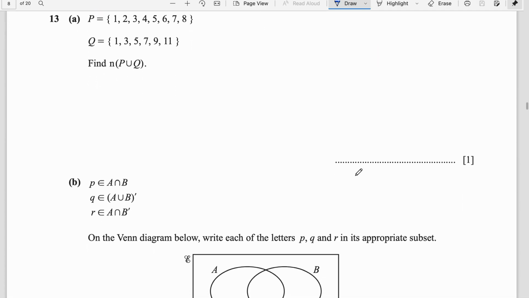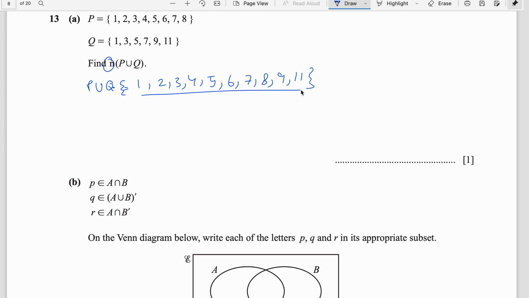Question number 13 from sets. P set is given, Q is given, find n of P union Q. So first we write P union Q and see 1, 2, 3, 4, 5, 6, 7, 8, 9, 10 is not in both of them, and 11. Now n means the count. So count these and they are 10.